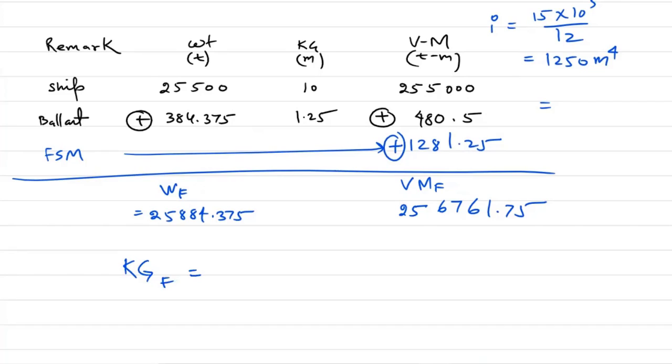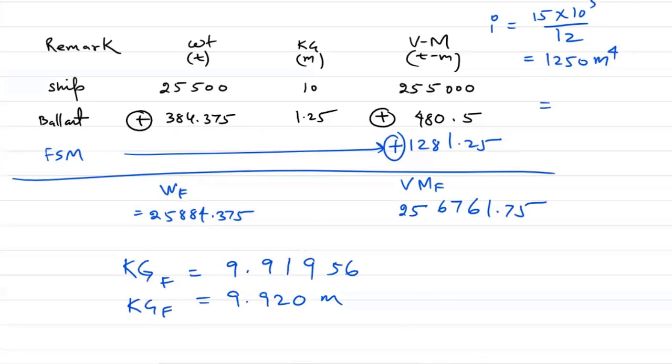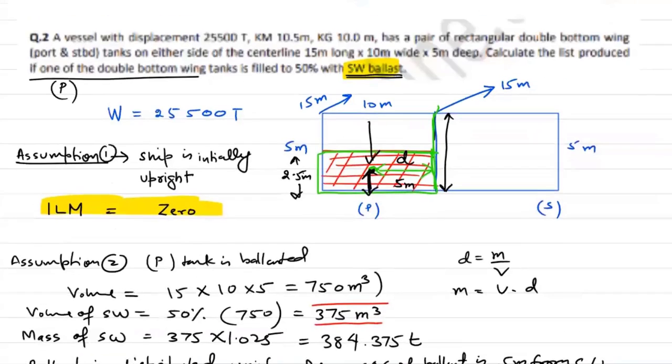Divided by the displacement, 25884.375. KG comes to 9.919, so 9.92. This is KG fluid.